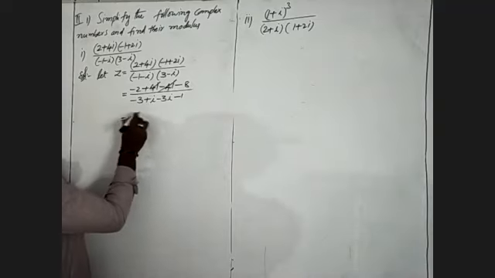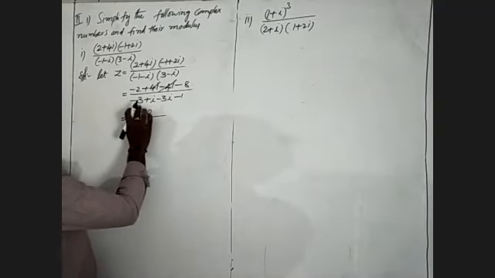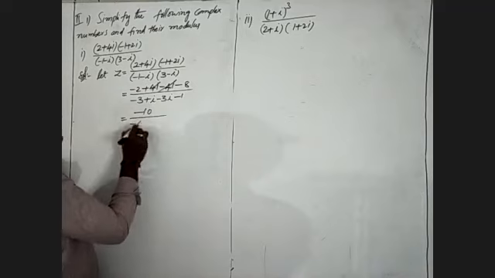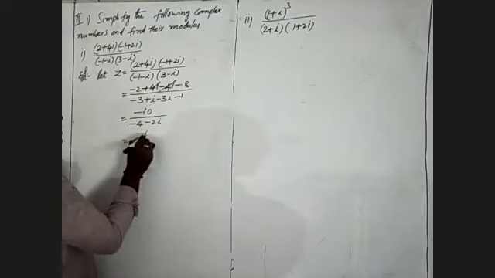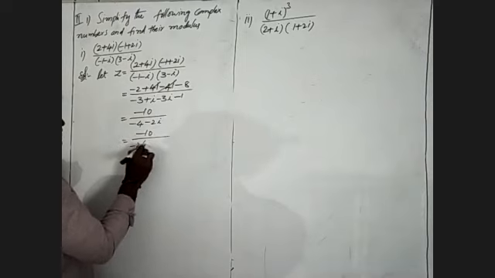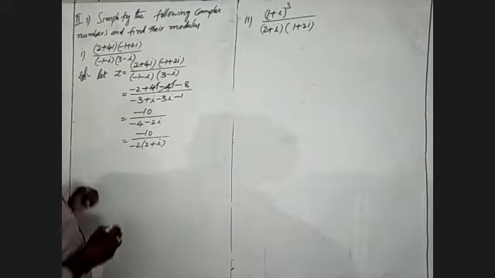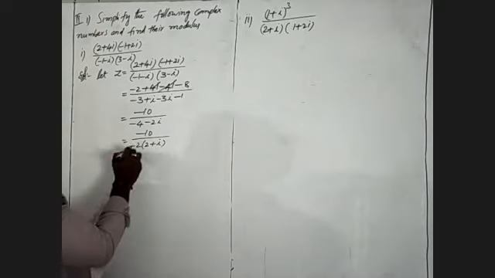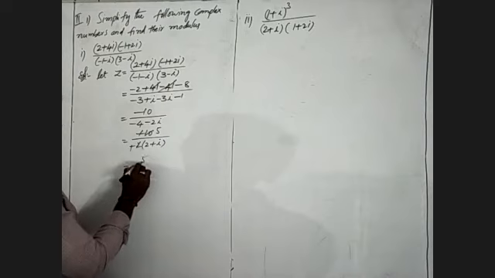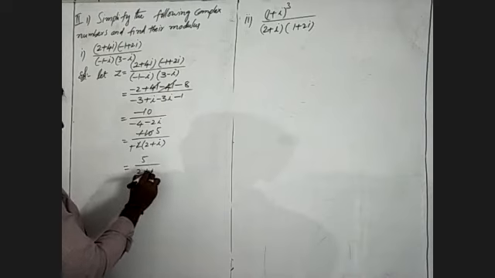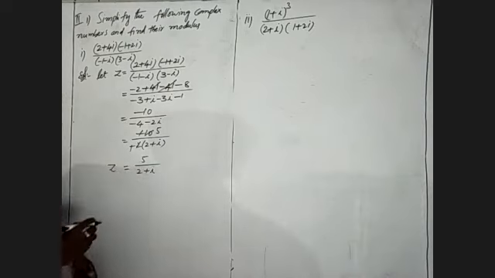Minus 4i and plus 4i will be cancelled. Remaining is minus 10 by minus 3 minus 1, which is minus 4. Remaining is minus 2i. I will take minus 2 common, remaining is 2 plus i. That means minus and minus will be cancelled. 2 fives are 10, 2 ones are 2. That is, the given value is 5 by 2 plus i. This is the value of z.